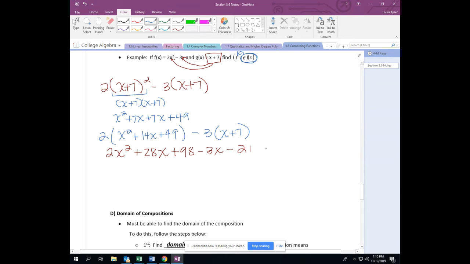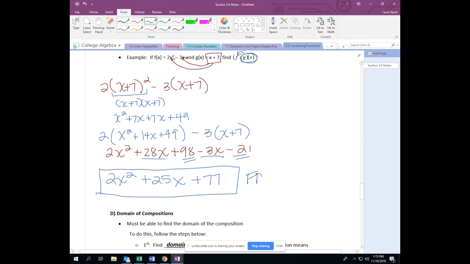All right, so once we have everything multiplied out, now we're going to go back through and combine the like terms. 28x's minus 3x's, that's 25x's. And 98 and negative 21 combine to give me 77. That leading 2x squared didn't have a like term, so it just stayed. And now this guy here is your final answer.